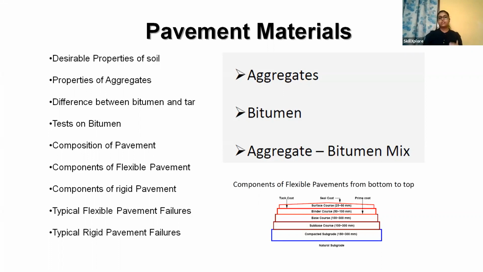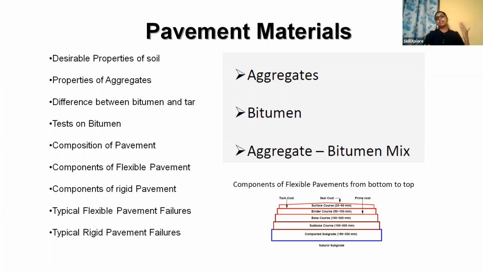What are the desirable properties of soil? What are the desirable properties of aggregates? Then, an important thing: what is the difference between bitumen and tar? These are normally used interchangeably, but it is not like that. It is different. What is bitumen and what is tar? Why is it different? And then tests on bitumen. There are various tests for aggregates, various tests for soil, various tests for bitumen. All these things will be discussed.